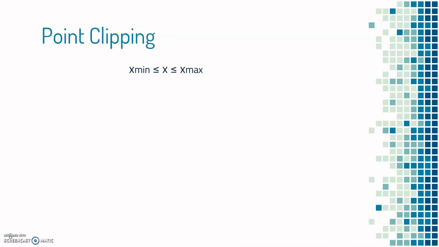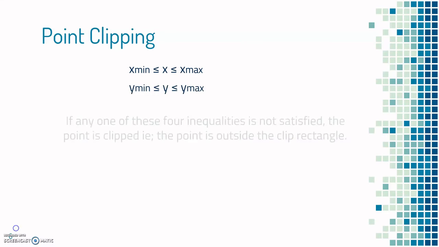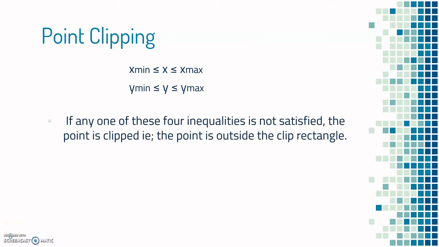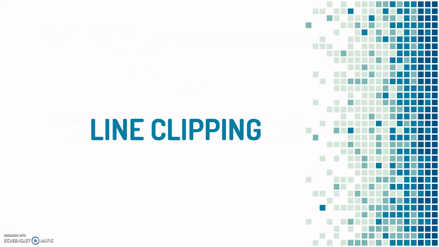Let's see what the four inequalities are: x min less than or equal to x less than or equal to x max, and y min less than or equal to y less than or equal to y max. If any of these four inequalities is not satisfied, the point is clipped. That is, the point is outside the clip rectangle, so we have to clip it and only view the portion which is inside the clip rectangle. Now let's see the next topic, that is line clipping.